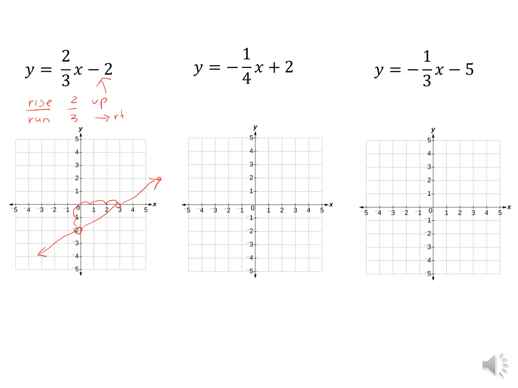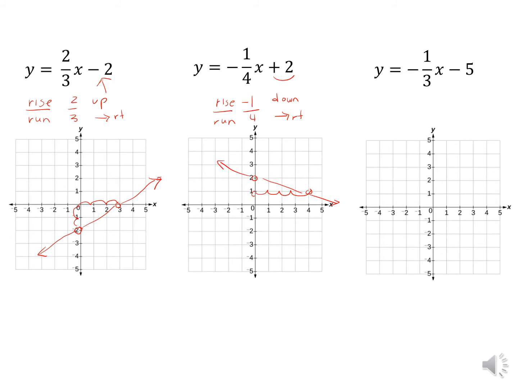Okay, over here we have a positive y-intercept of 2. And this time I have a rise over run of, I'm going to put the negative with the 1, and then I have 4. So I'm going to go down 1, and I'm still going to go to the right 4. Okay, so I'm going to go from that point down 1 over 1, 2, 3, 4. And there's my second point. And so my graph should look like that.